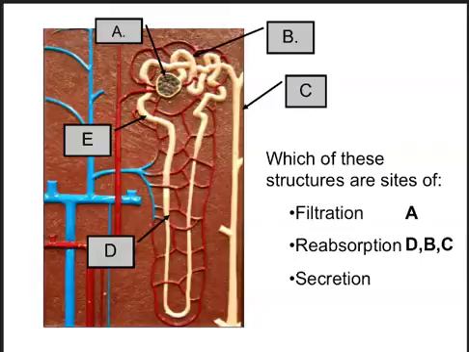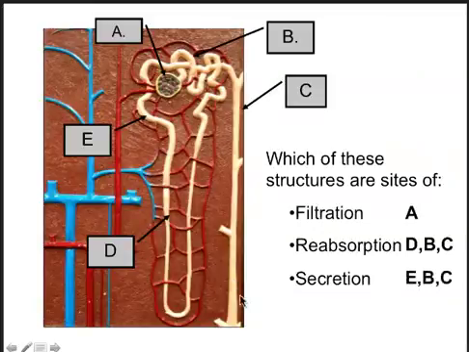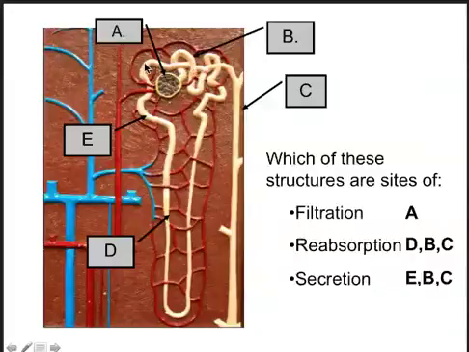Okay, the more accurate answer is that reabsorption happens in both D, B, and C. Well, what are D, B, and C? Well, D is the ascending limb of the loop of Henle. B is the proximal convoluted tubule, and C is the collecting duct. Okay, now how about secretion? Well, the complete and complicated answer is that it happens in E, B, and C. Okay, the simple answer is that the bulk of secretion happens in the distal convoluted tubule. Okay, and so if we follow back here, the distal convoluted tubule is E.